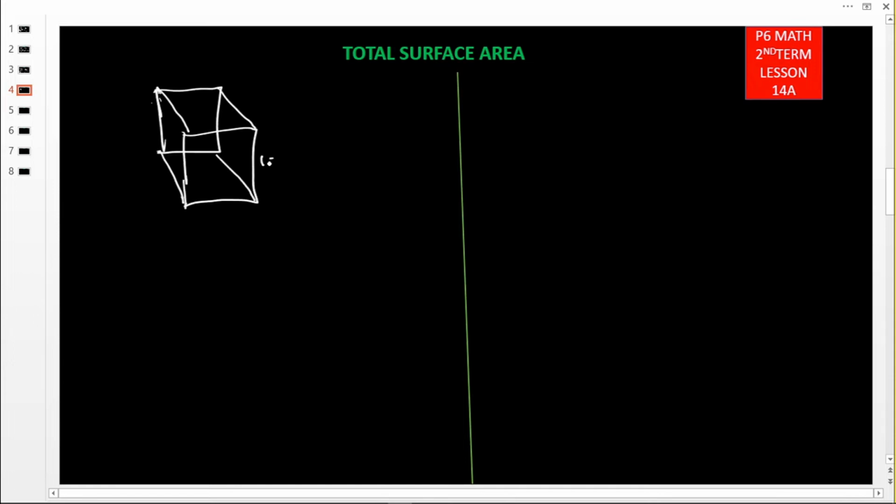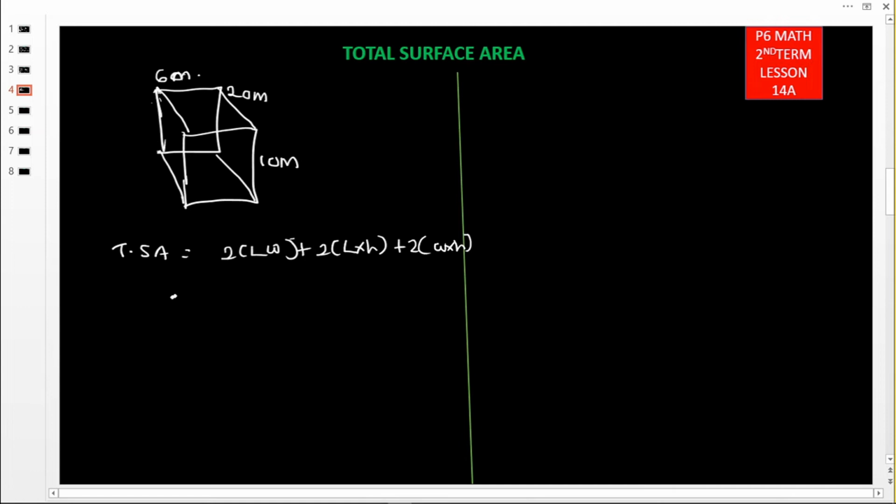So let us make our height to be 10 meters, then we make our width to be 20 meters, and our length to be 60 meters. Alright, so we are getting the total surface area. The formula: 2 length width, then plus 2 length times height, then plus 2 width times what?